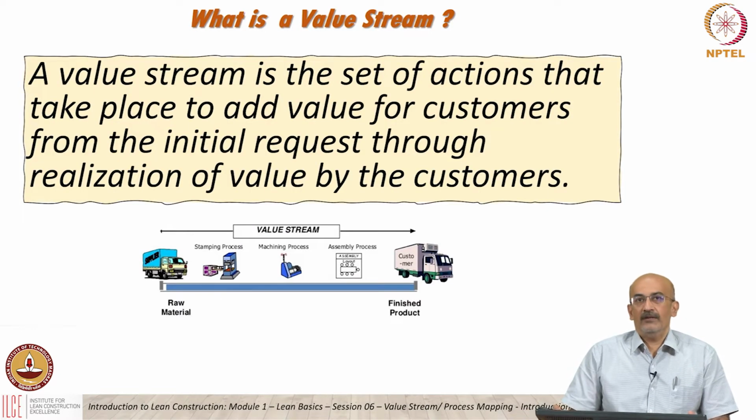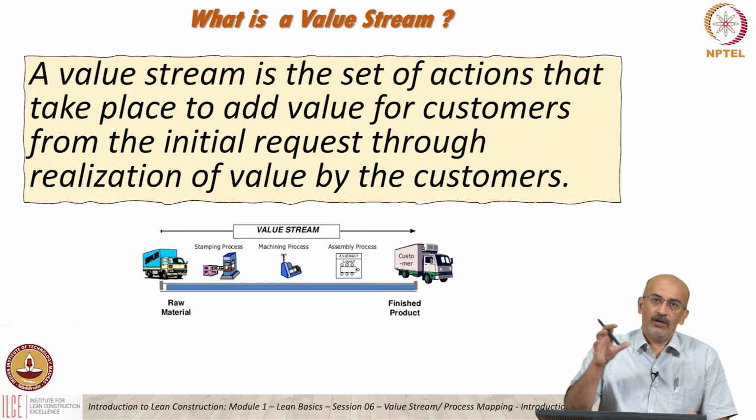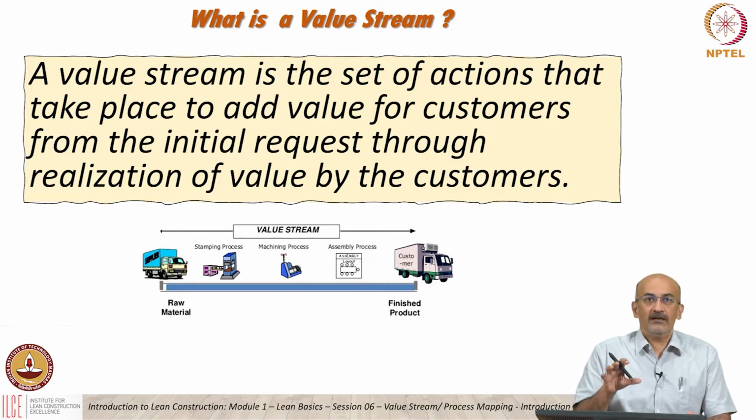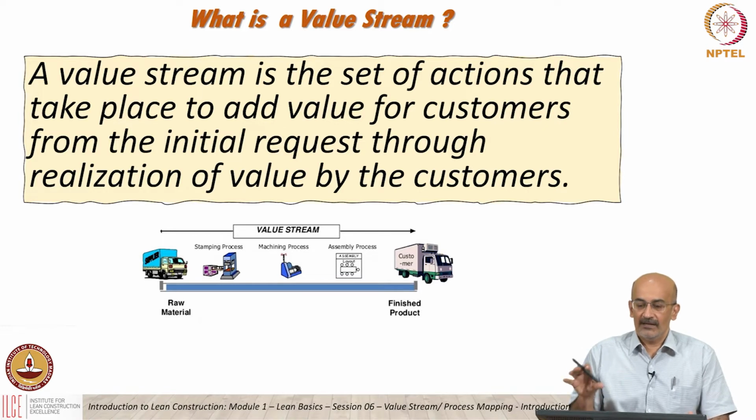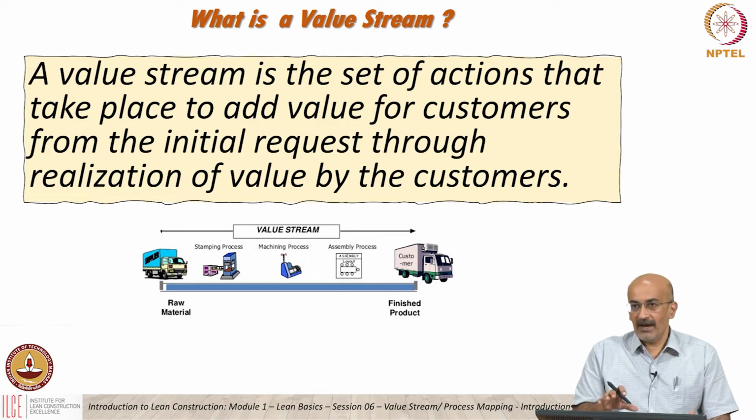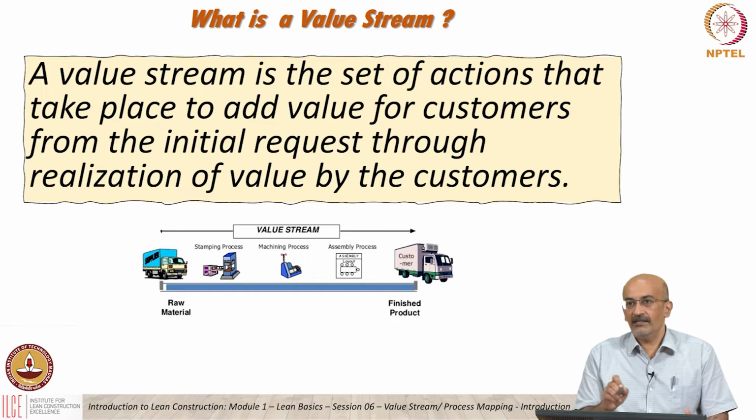So what then is a value stream? It's very important for us to understand that when we look at a process, there is a value stream in the process. If we just go with the definition, a value stream is a set of actions that take place to add value for the customer from initial request to realization of value by the customer. So anything we do, there is a process, and in each step of the process there's value added possibly. And as the process flows, there's value being added, and that's a value stream.